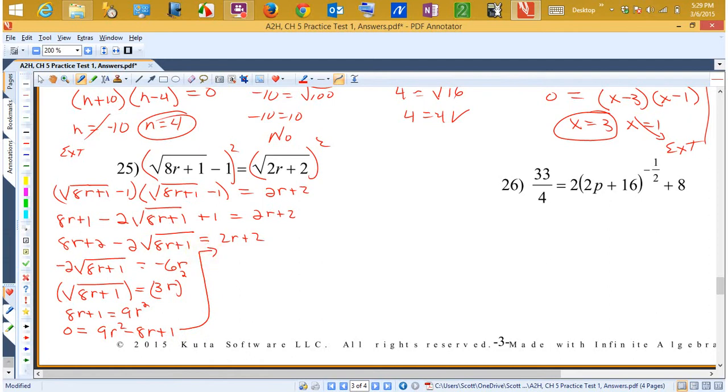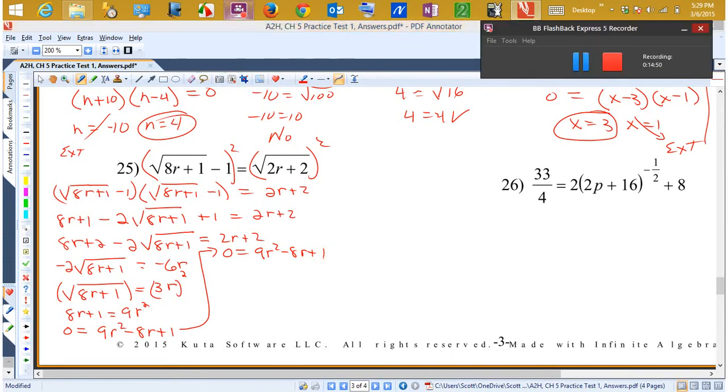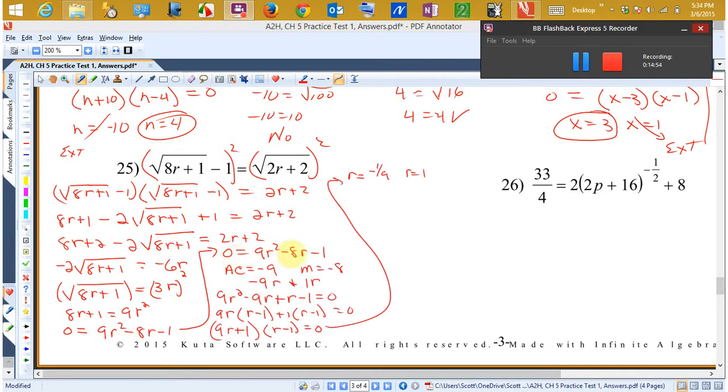Okay, so let's do AC middle on that. And I'm going to go ahead and do that by turning off the video for a second so that it's not quite so long. This is really taking some time. So anyway, here was my quadratic equation, and I did AC middle, and here's my factors, and so I solved it. So I got r is equal to -1/9 and r is equal to 1.